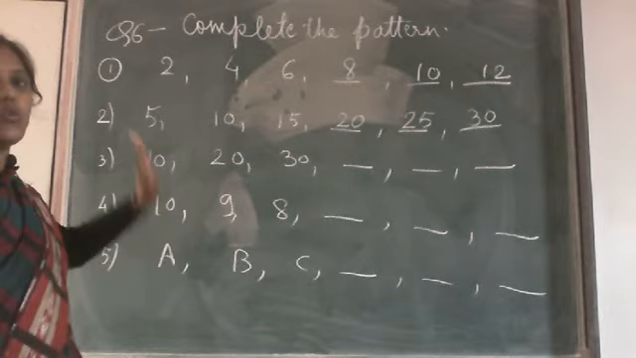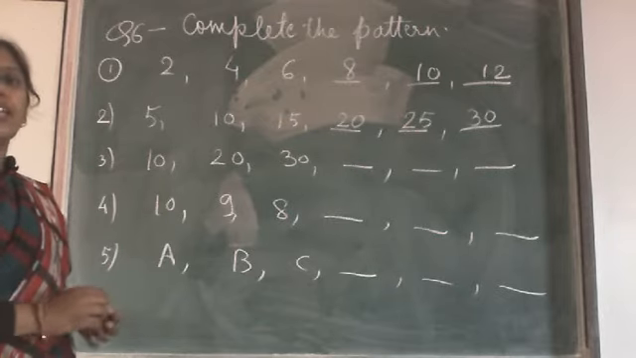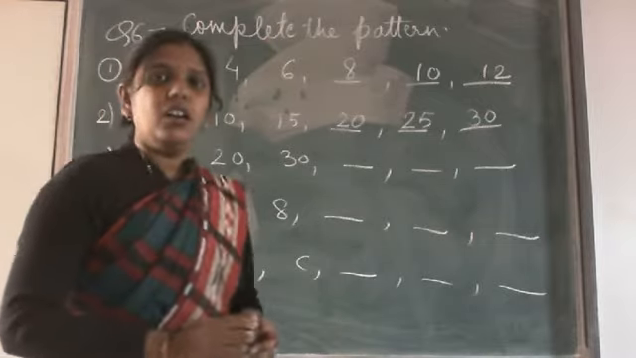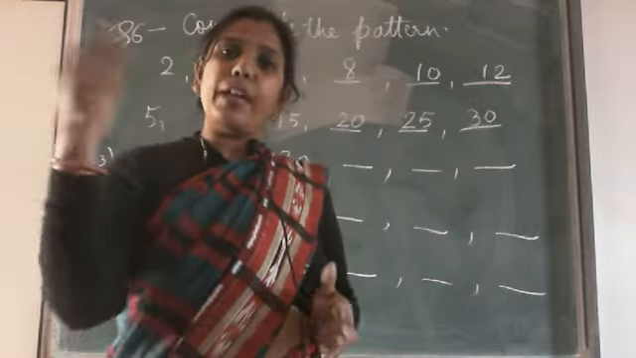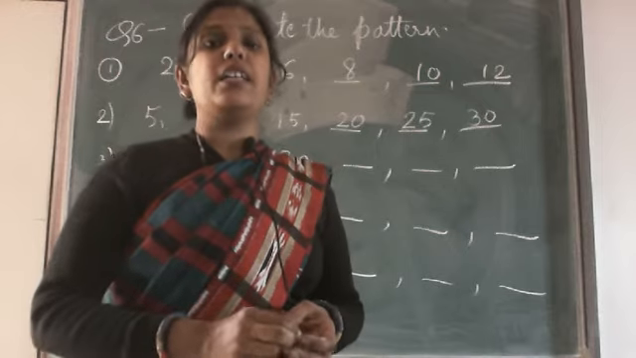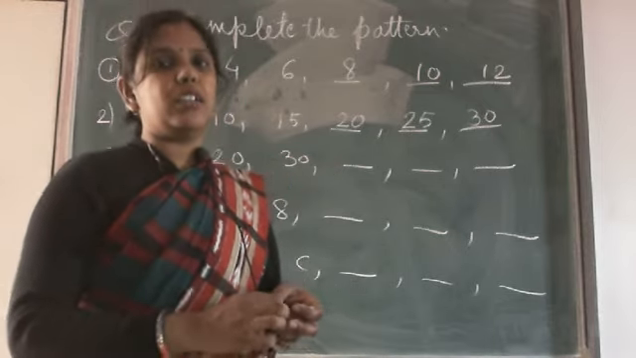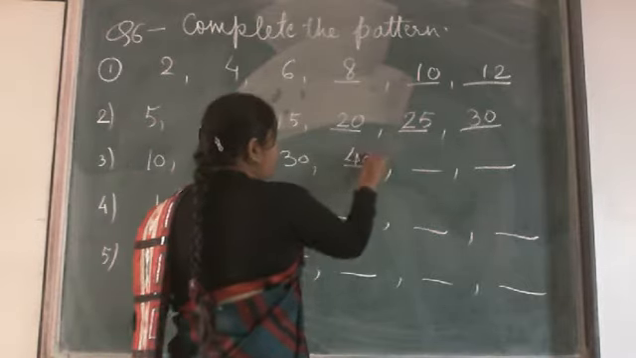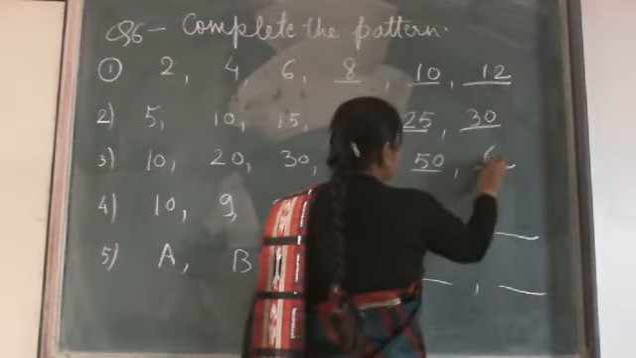Now see the next pattern: 10, 20, 30. Is this a table of 10, or are we adding 10 to a given number to get the next number? Yes, both the methods are correct. So 10, 20, 30, 40, 50 and 60.